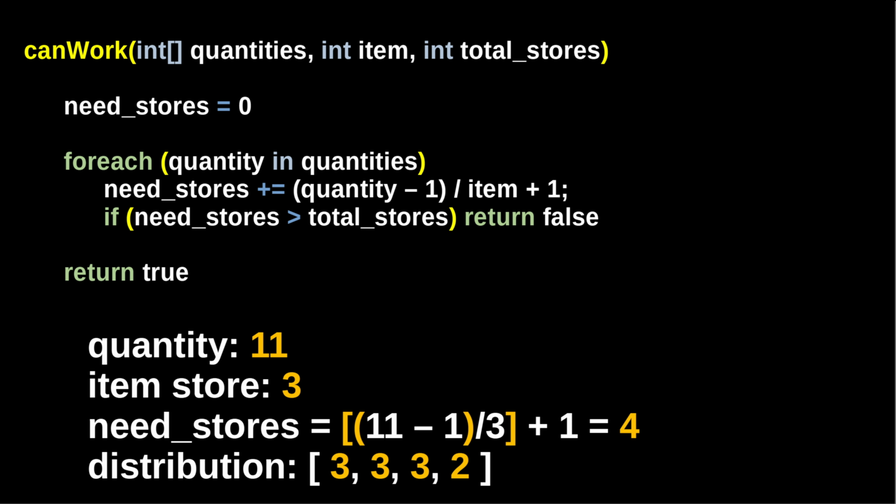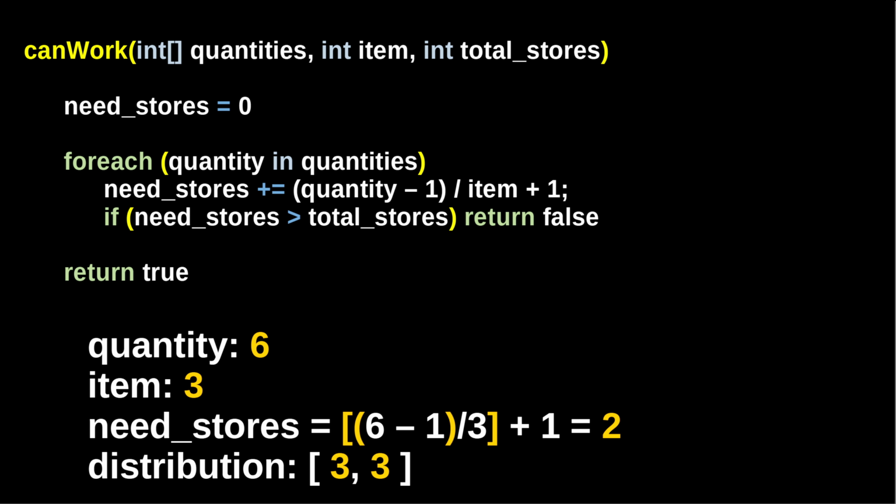Now let's go over one example. Suppose the quantity is 11 and we want to distribute 3 items to each store. (11 - 1) over 3 plus 1 is equal to 4. We need 4 stores to distribute the 11 items. The distribution of products in this case will be 3, 3, 3, and 2. Another example, suppose we have a quantity of 6. We want to distribute 3 items per store. So (6 - 1) over 3 plus 1, and we get 2. So we need 2 stores.